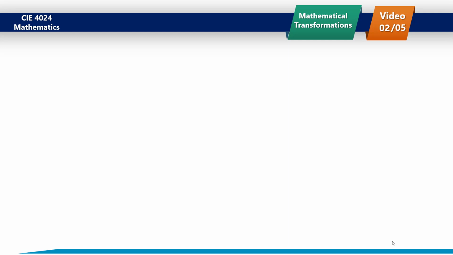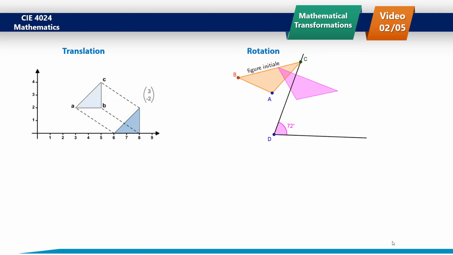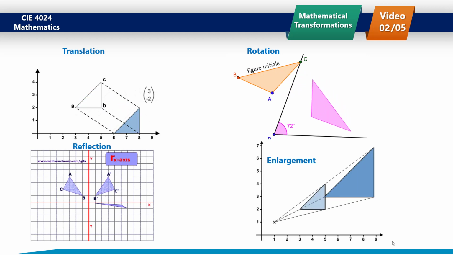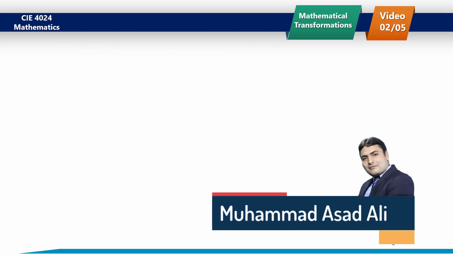So if you remember, in the previous video we talked about four basic types of transformations. The first was translation, when an object slides. The second was rotation, when an object is turned about a point. The third is reflection, when an object is flipped. And the fourth was enlargement, when an object changes its size. In this video we will be talking about translation.